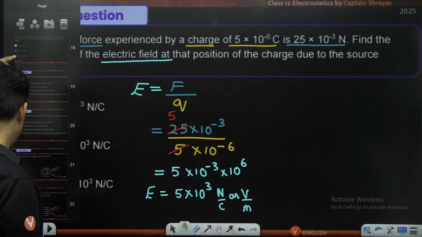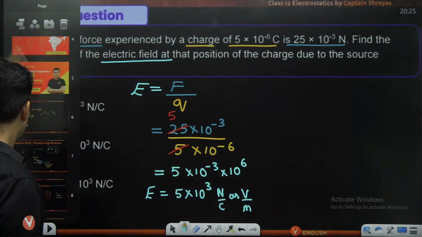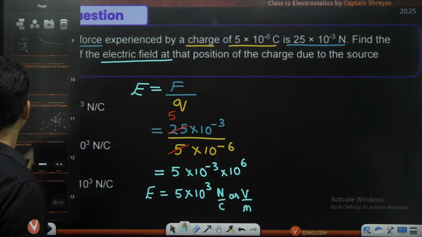All right. Fair enough. Let's say another question. Where is it?